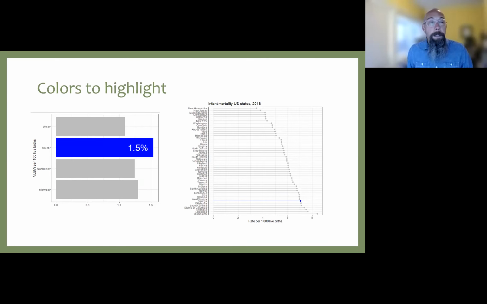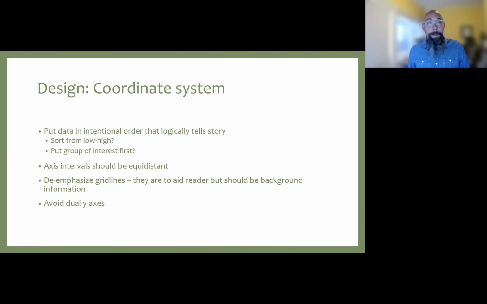And then colors to highlight. So I've already shown both of these examples, but these are times when the story I want to tell is about the South or about Georgia in these two examples. But I provide this other information because it's important context, because it lets you know where, if I just told you 1.5%, who knows what that means? Is that good? Is that bad? But what we can see is it's worse than all the other regions. So we can use color to highlight a story or a message.